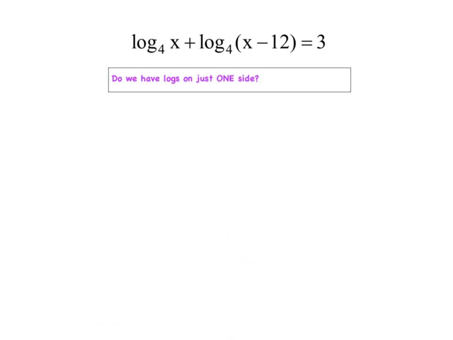Okay, next example. First question that goes through your mind is, do we have logs on just one side? Got a log on this term, got a log on this term, but I do not have a log on this term. So I'm saying yes, we do have logs on just one side. And so what does your notebook say? It says we've got to fully condense the left side. And in order to condense the left side, which of the three laws are you going to use?